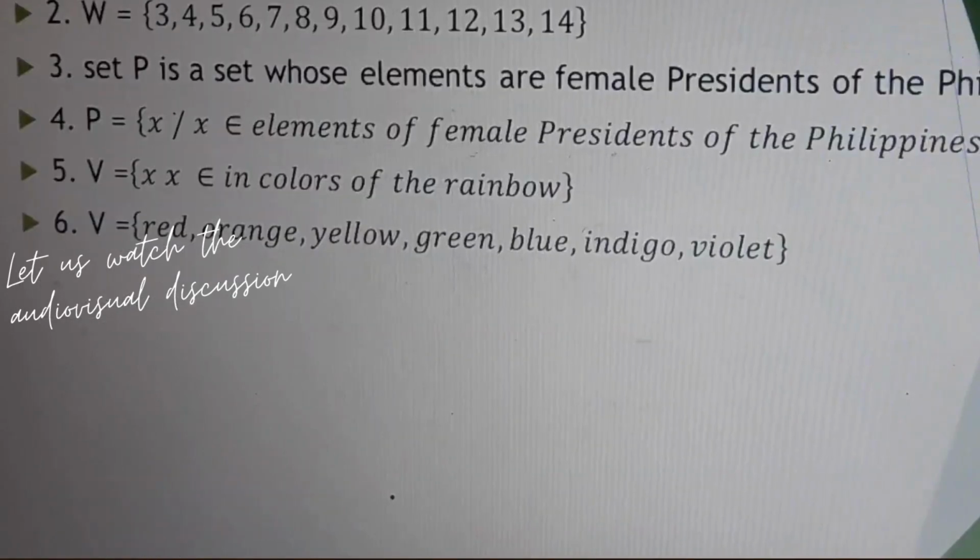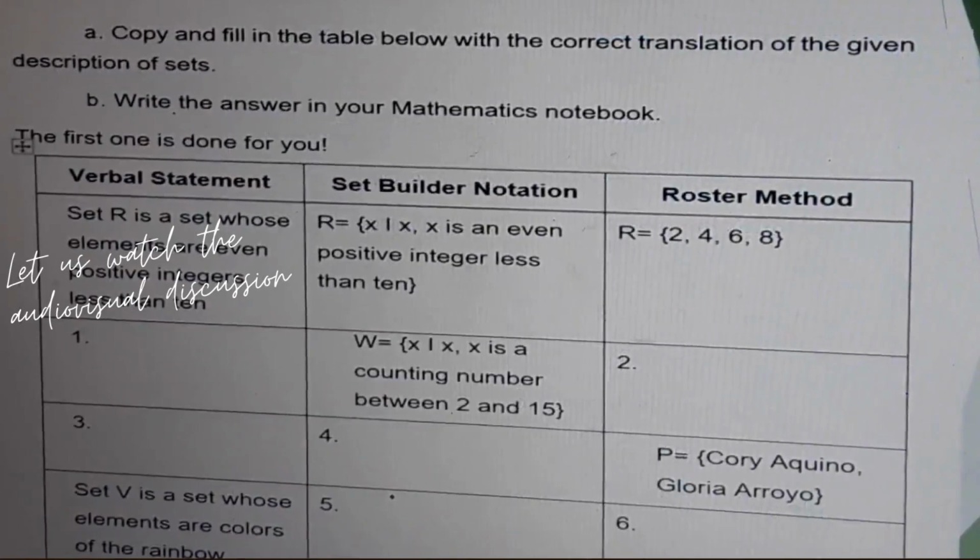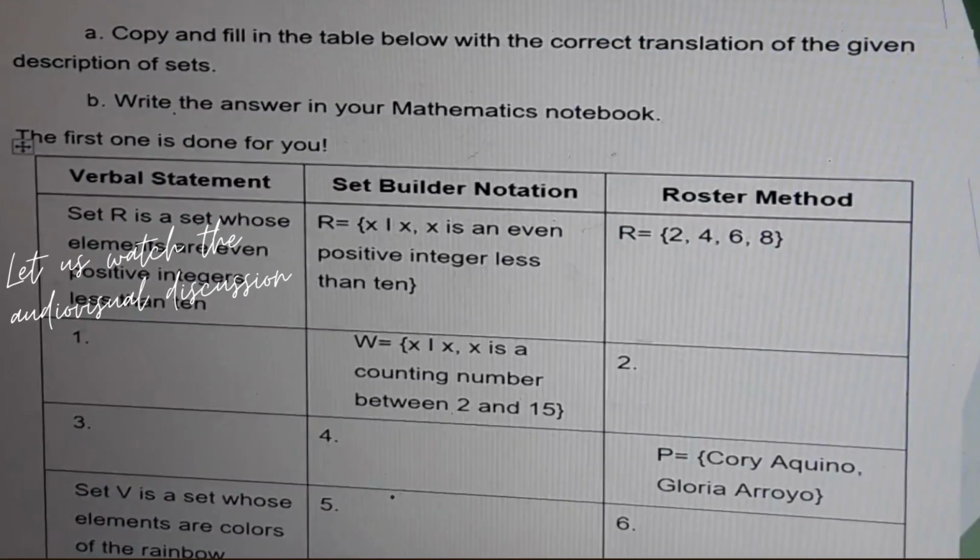So let's continue. In activity 2, again, you'll be given time to perform this. Letter A, you're required to copy and fill in the table below with the correct translation of the given description of sets. Letter B, write the answer in your mathematics notebook, or a paper will do. The first one is done for you, meaning it will serve as your reference or example in performing this task.